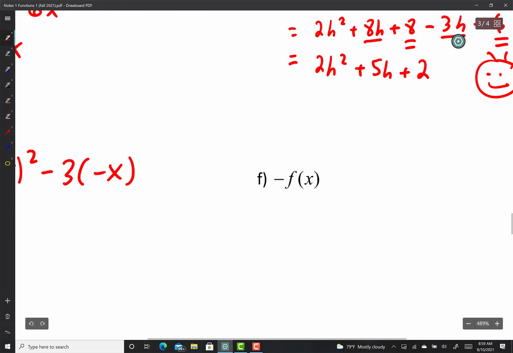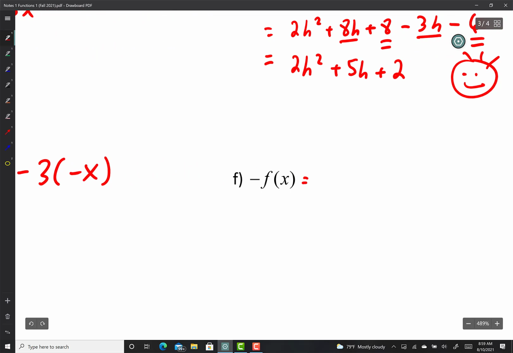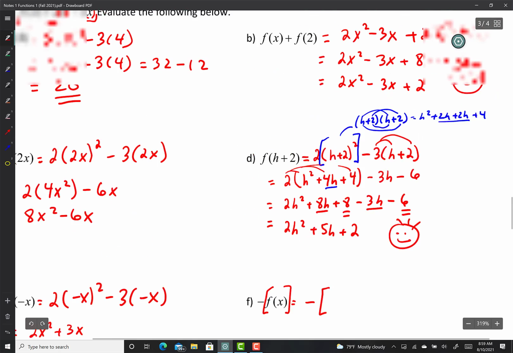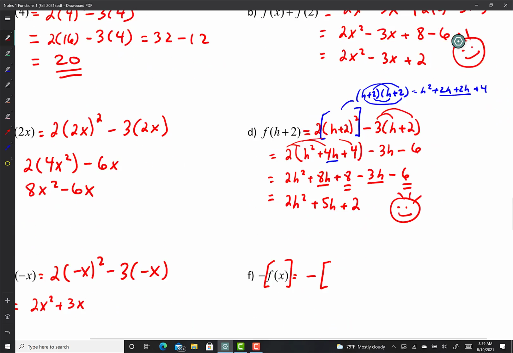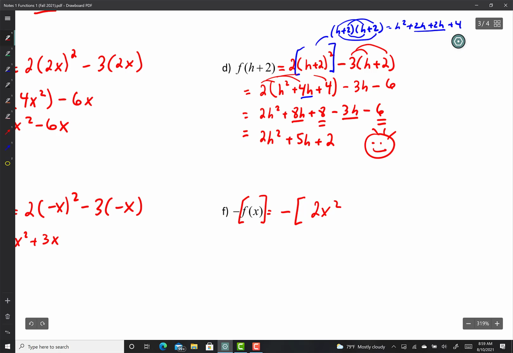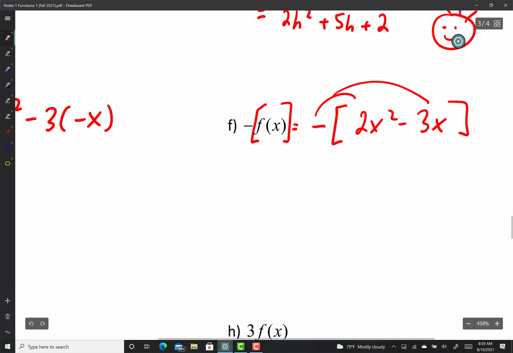Letter F. Notice that I have a negative on the outside there, so you can put like a bracket right there if you want. Negative. And then I'm just going to type my expression for f of x. 2x squared minus 3x. And then just distribute your negative like so. And I'm not insulting your intelligence. It really is that simple, guys. Negative 2x squared plus 3x. So you just, that's it.